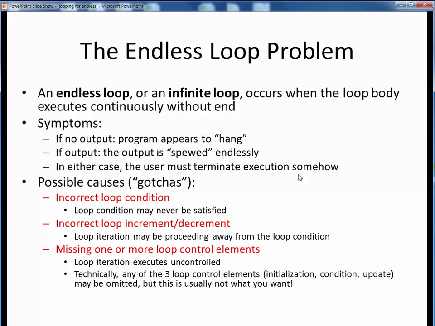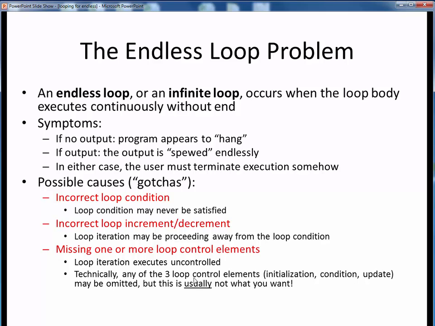In endless for looping, the probable causes, or gotchas, may differ somewhat from those for endless while looping. With for loops, one possibility is that you have an incorrect loop condition, such that the loop condition may never get satisfied. Another possibility is an incorrect loop increment or decrement operation, such that loop iteration is proceeding in the wrong direction, away from satisfying the loop condition. And finally, maybe you've forgotten to include one or more of the three loop control elements. Without a properly formulated for loop statement, your for loop iteration is simply going to execute uncontrolled.